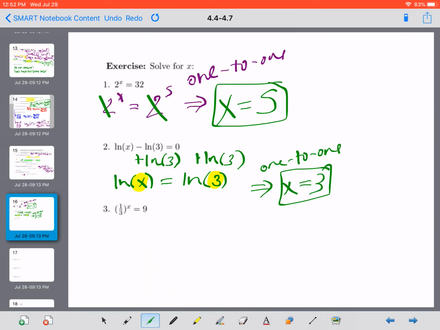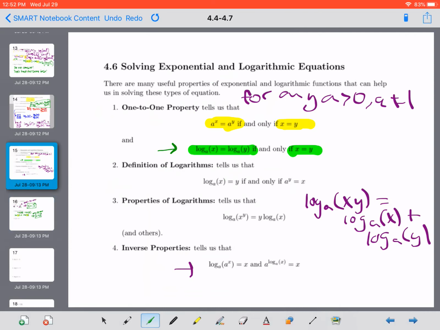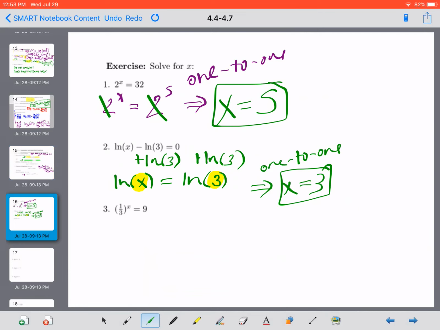Alright, for example 3, we have (1/3)^x = 9. Right off the bat, this doesn't seem like something we'll be able to use the one-to-one property of, because in order to use that one-to-one property, if you're trying to solve for x, the exponent, you would need the bases to be the same. And so the question is, can I rewrite this as two different powers with the same base?